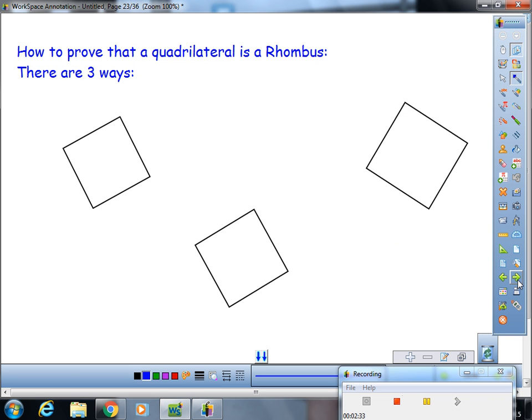How to prove that a quadrilateral is a rhombus. There are three ways. One is the definition of a rhombus. So if a quadrilateral has four congruent sides, then it must be a rhombus. Just so you know, you do not have to prove that that's a parallelogram, okay? The second one would be if a diagonal of a parallelogram, so you got to know that it's a parallelogram. If a diagonal of a parallelogram bisects an angle, then it's a rhombus.